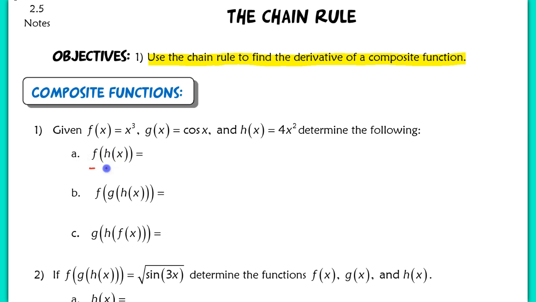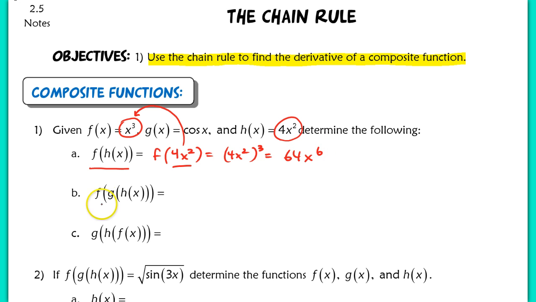In our first example, we want to find f of h of x when h of x is defined as 4x squared and x cubed is f of x. So in order to find this composite function, we want to take f and use h of x, which is 4x squared, and input that into our function f. So this becomes now the input for f of x. So we have 4x squared to the third power, and that ends up being 64x to the sixth.